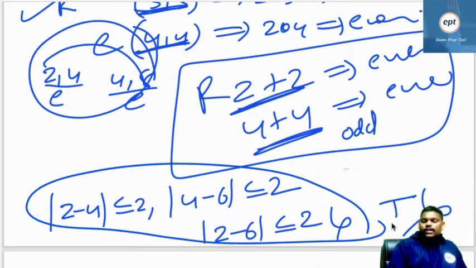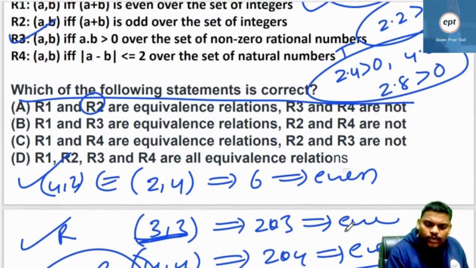2 minus 4 is less than or equal to 2. 4 minus 6 is less than or equal to 2. 2 minus 6 is less than or equal to 2 fails. So transitive fails. So I think the last one also fails.